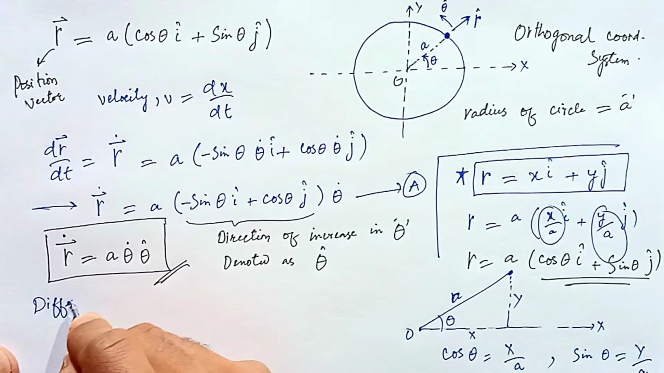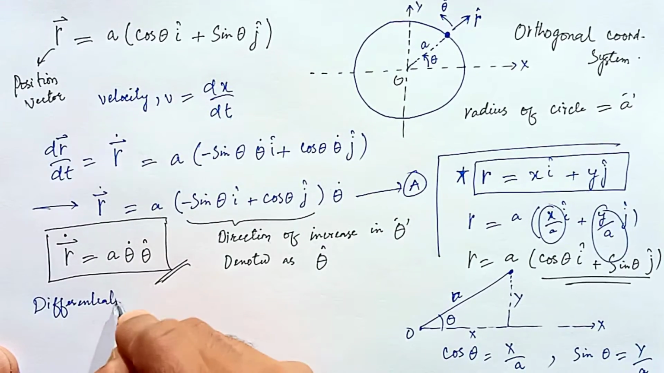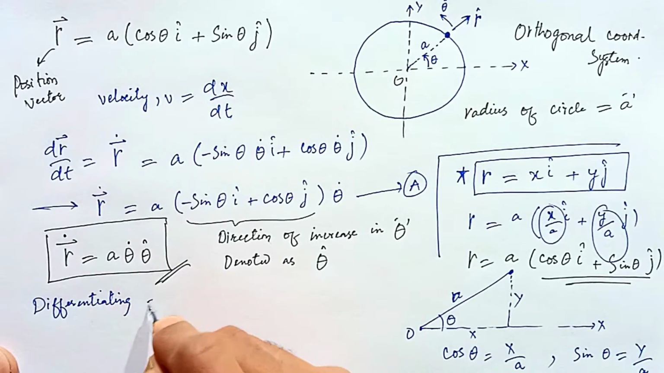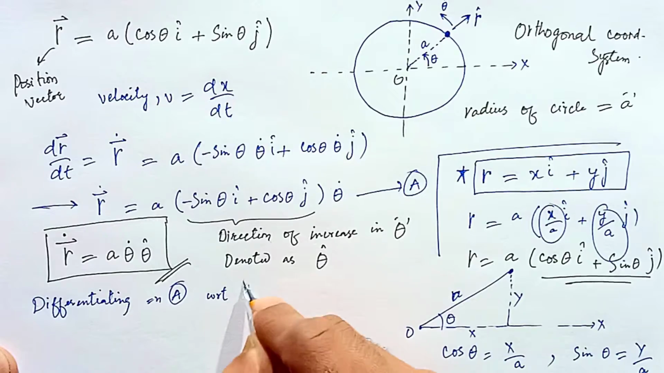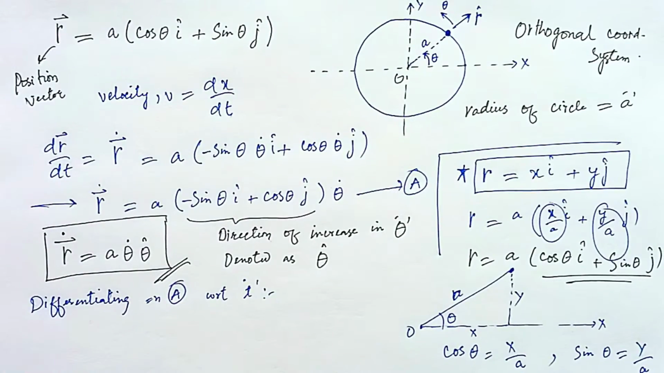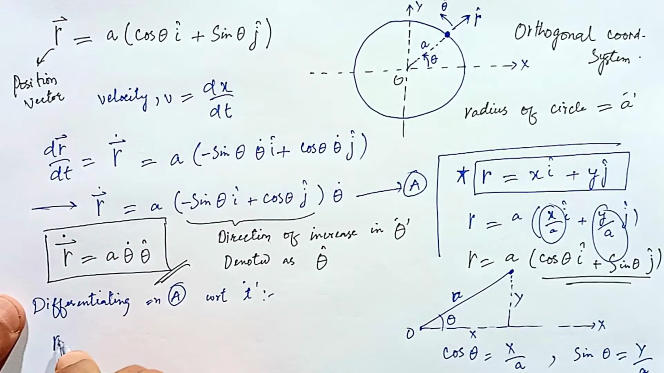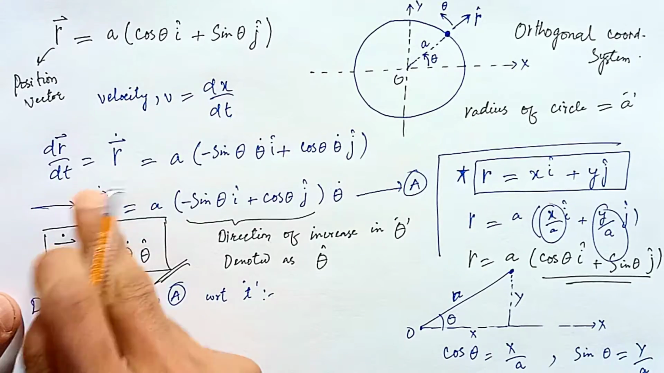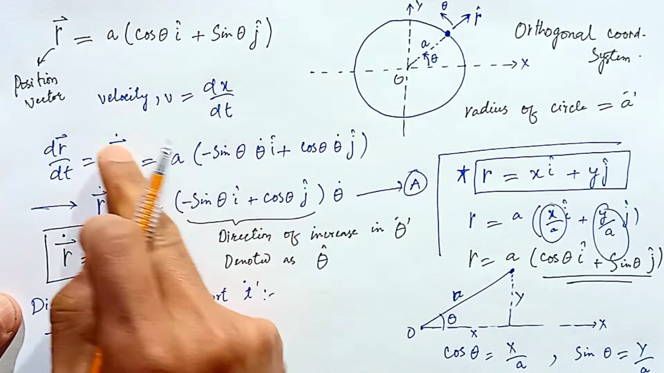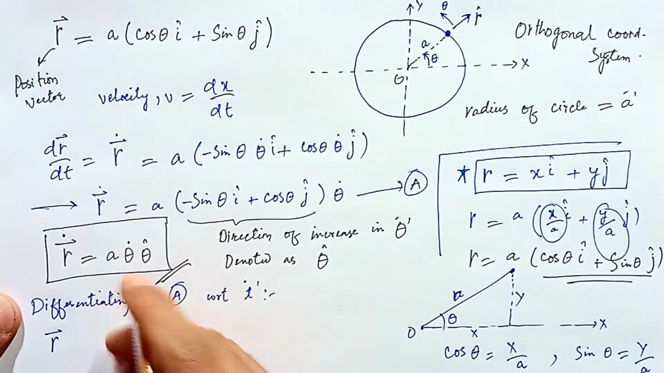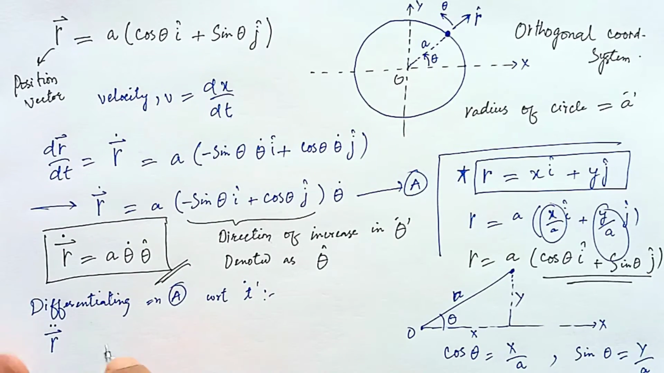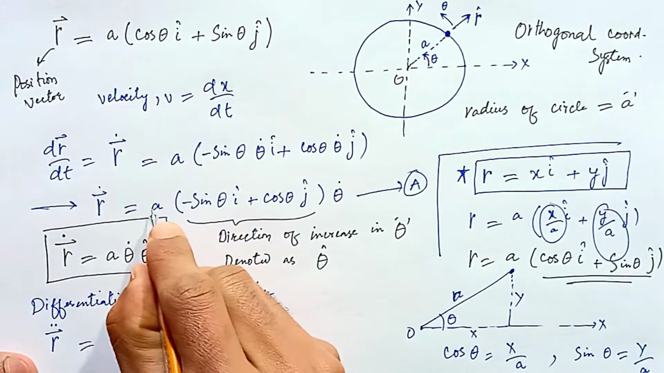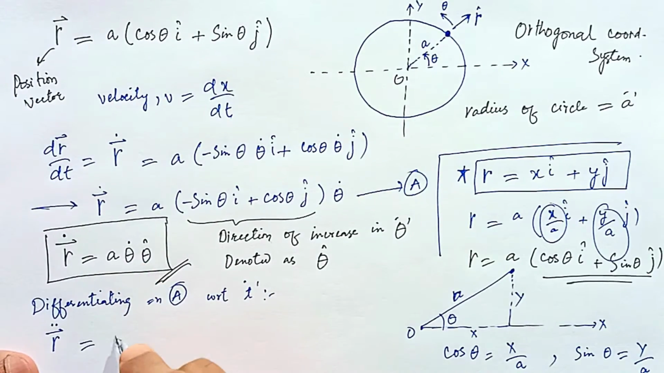Differentiating equation A with respect to time again. Okay, so what will we get? First differentiation we got this, then the double differentiation with respect to time, that we get as r double dot. So our r double dot will be equal to what? A is still constant times.